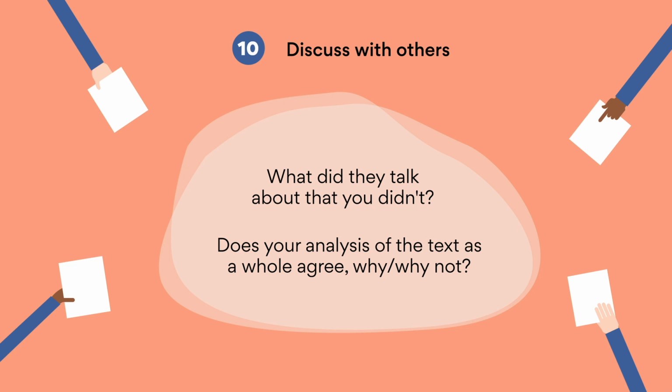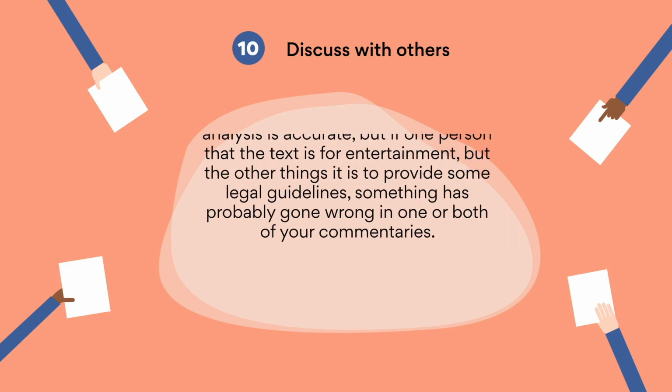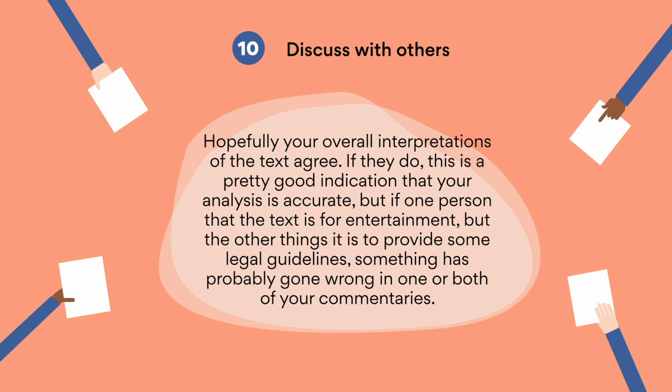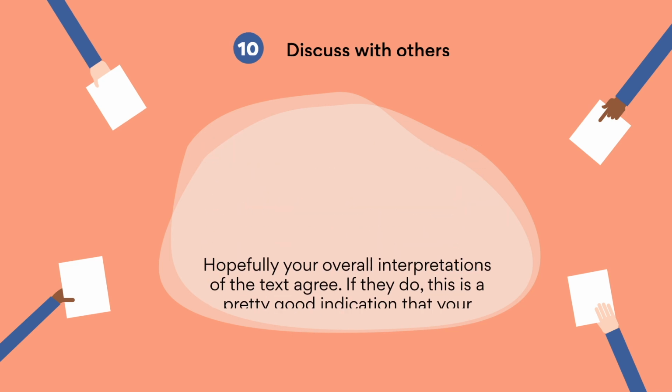Try to compare your AC to others as a whole as well. Hopefully your overall interpretations of the text agree, and if they do, this is a pretty good indication that your analysis is accurate. But if one person says that a text is for entertainment, but the other thinks it's to provide some legal guidelines, something's probably gone wrong in one or both of your commentaries.